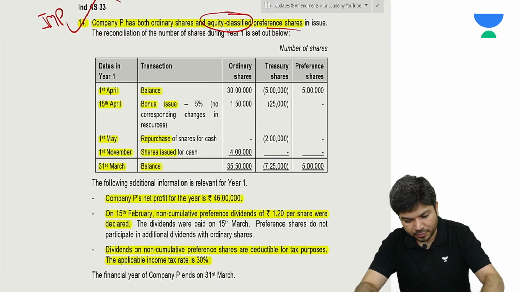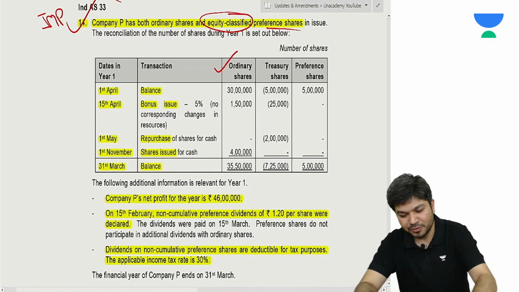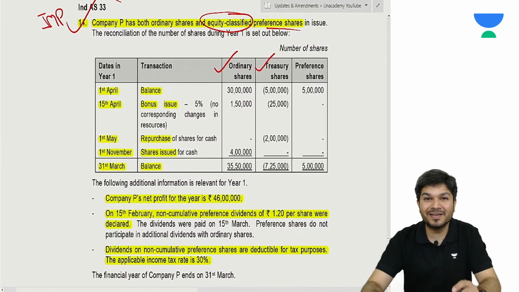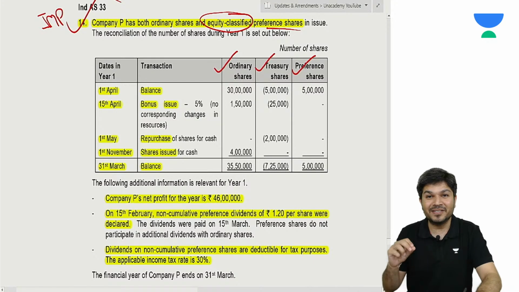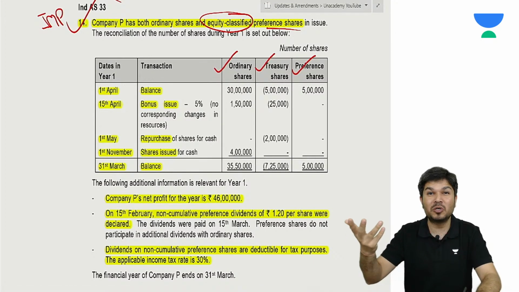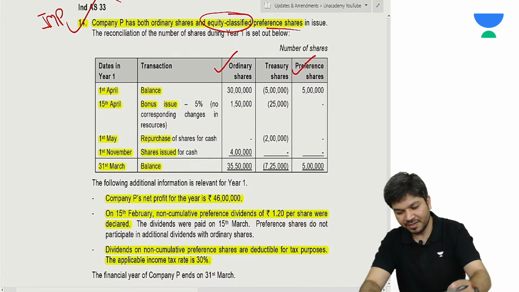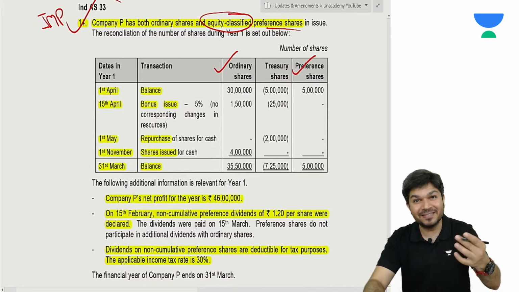Now you have this ordinary share, you have this treasury share. Now the question comes, sir, what is this treasury share? And then they have given some preference share. Treasury shares are the shares which you have already bought back but not yet cancelled. You have already bought back but not yet cancelled.